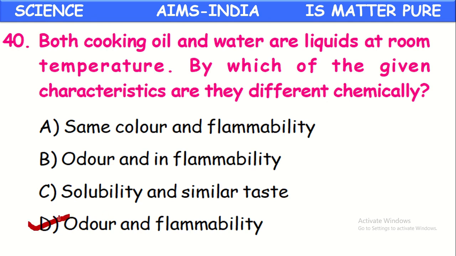Odor and flammability means both might have the same color, but they will have different odor. Cooking oils will have some smell, organic smells, whereas pure water has no smell, and cooking oil is flammable. It can catch fire. It is combustible, whereas water is a non-combustible liquid. Okay, this is the difference between those two.